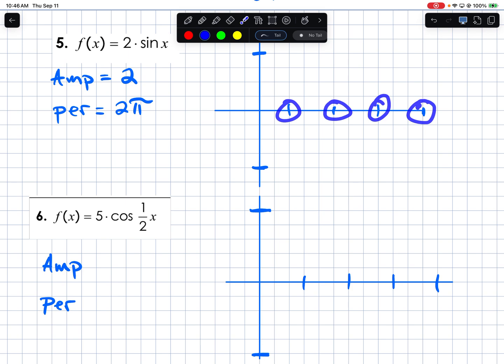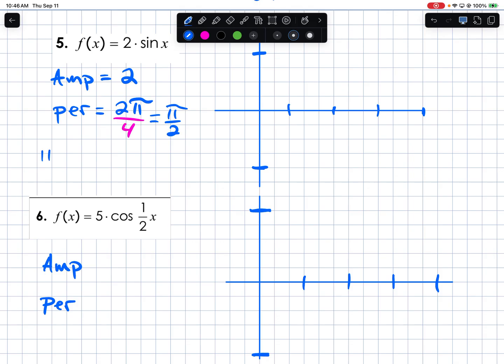Right? So I have 4 tick marks, which common sense would say, why not just divide this by 4? What do I get when I do that? Pi over 2. And then I'm just going to count out. I'm going to write them out. Pi over 2, 1 pi over 2. 2 pi over 2 is pi. Then 3 pi over 2. And then 4 pi over 2 would be 2 pi.